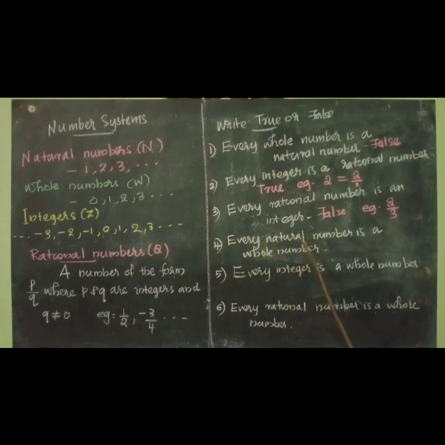Next, every natural number is a whole number. You can see the answer. It is true. We know all the natural numbers are whole numbers also. Next question, every integer is a whole number. It is false. For example, -3 is an integer but it is not a whole number. Next question, every rational number is a whole number.